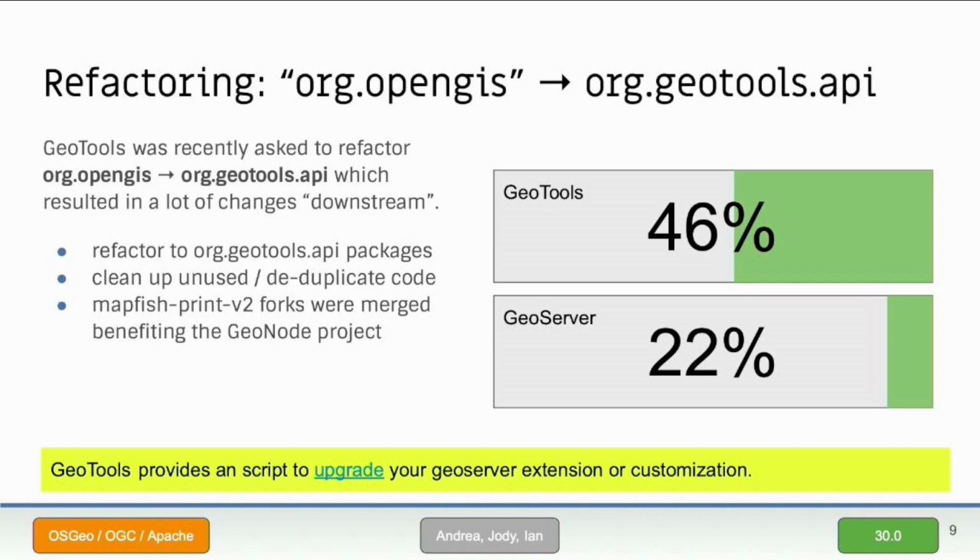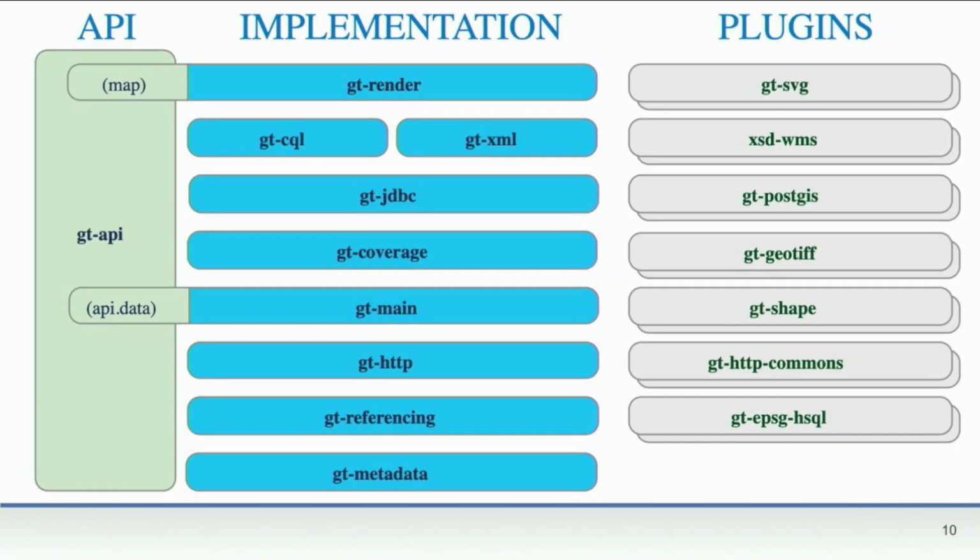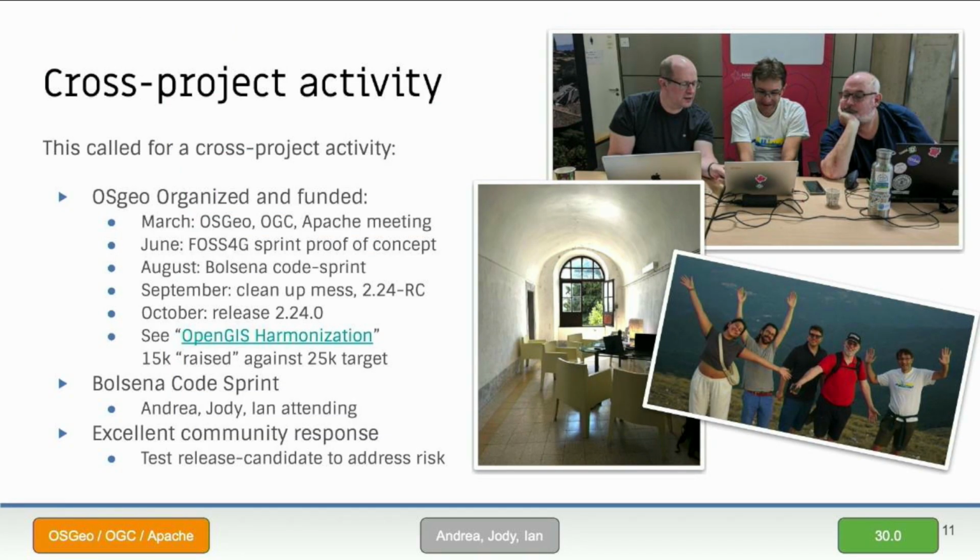So it's a bit of a shame that we put ourselves out there and the activity was met with failure, and then we bore a financial cost to clean up the mess. So as a result, GeoTools has now changed. It's got an org GeoTools API rather than org OpenGIS package. We led a successful cross-project activity to make this change, and it actually gave us a lot of confidence that we could really trust our test cases and make a fundamental change and push a change out across the Java technology stack.